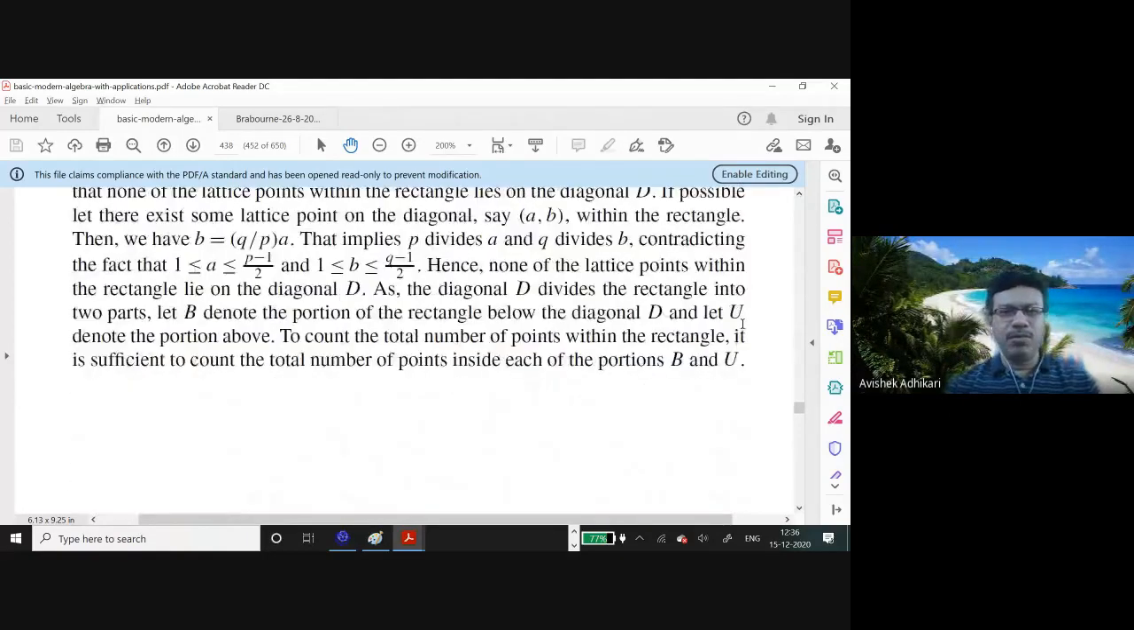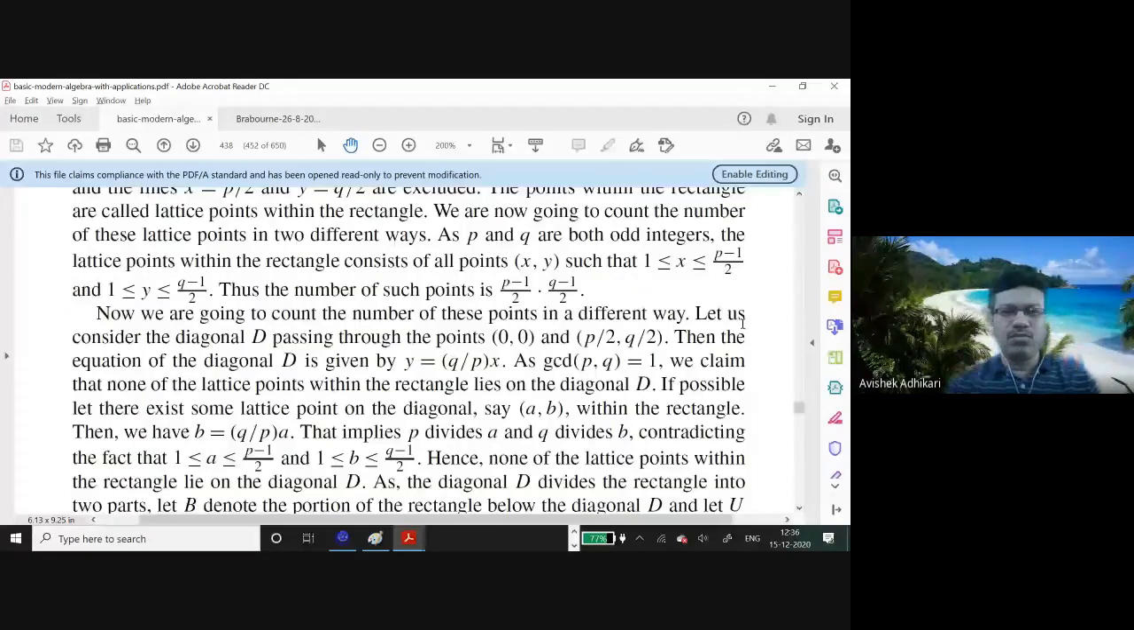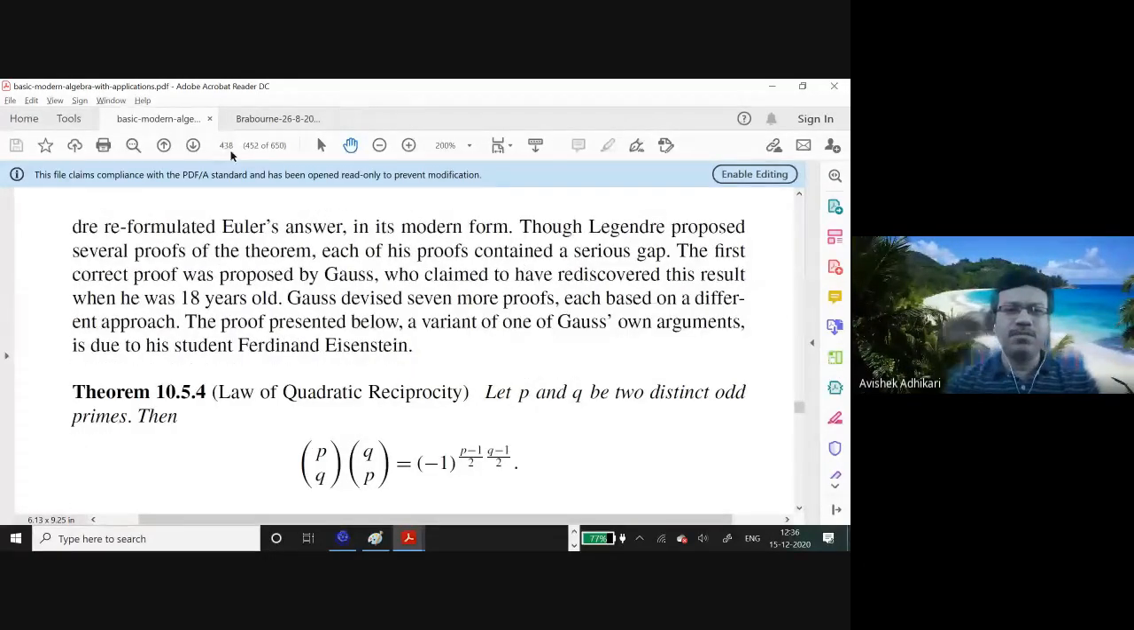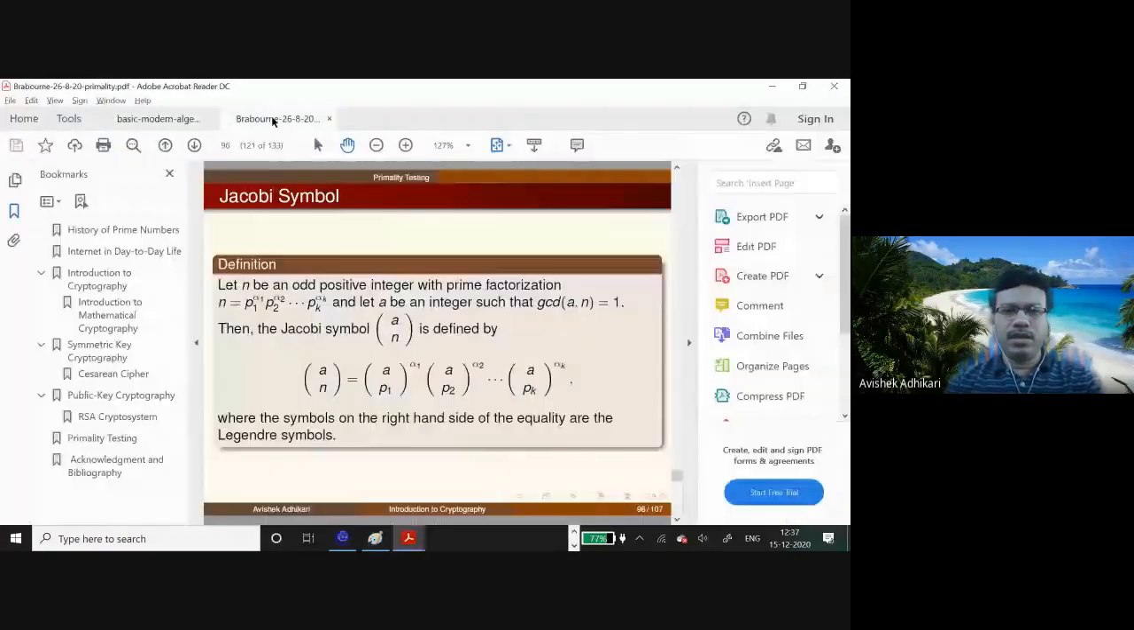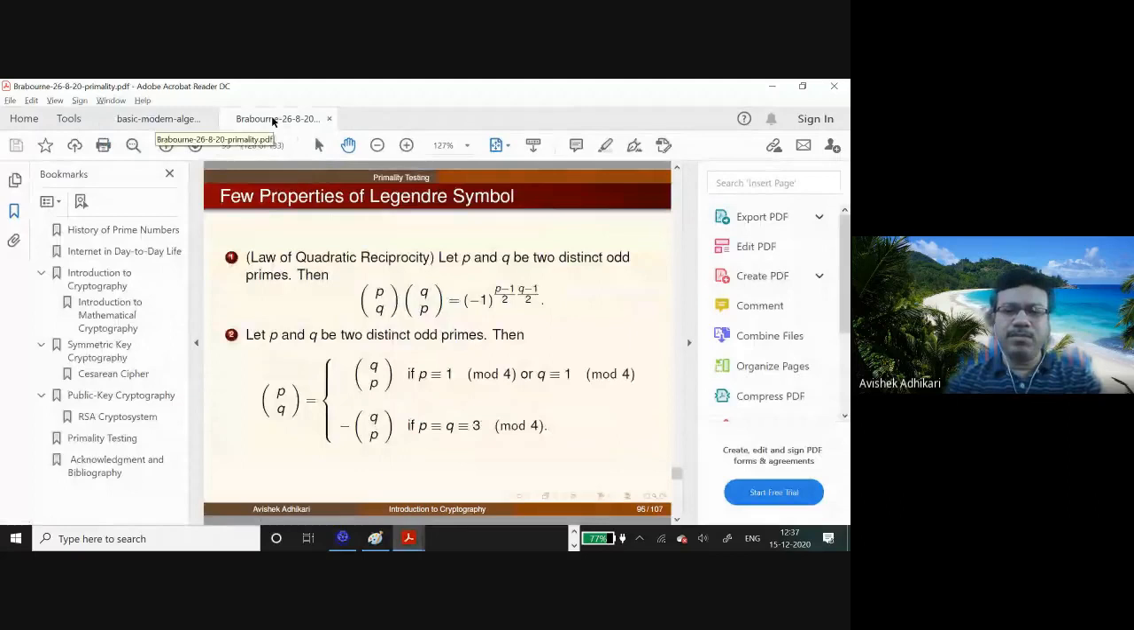And if somebody wants to read this, he or she may go to PDF page number 338 to get the proof of this law of quadratic reciprocity. Okay. So I'm not going into the details of this proof, but the application is important to us.